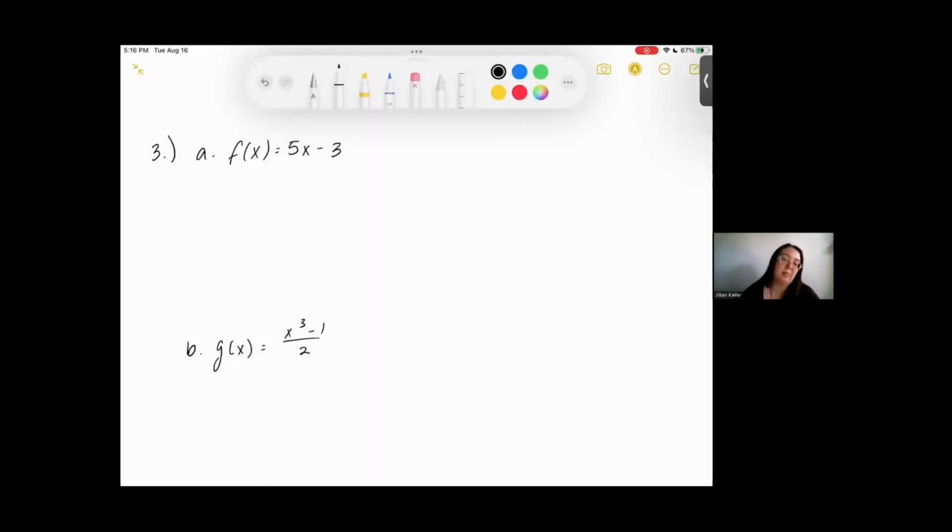All right, so problem 3, starting with part A, we have f of x is equal to 5x minus 3. We are finding the inverse. So let's go ahead and write out our steps here. So step 1, we want to switch f of x out with y. So we're replacing f of x with y. So instead, we now have y is equal to 5x minus 3. Step 1 is done. That's it.